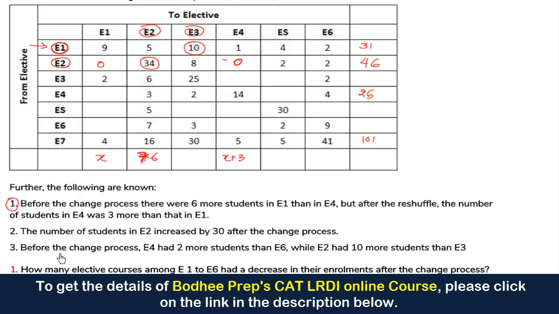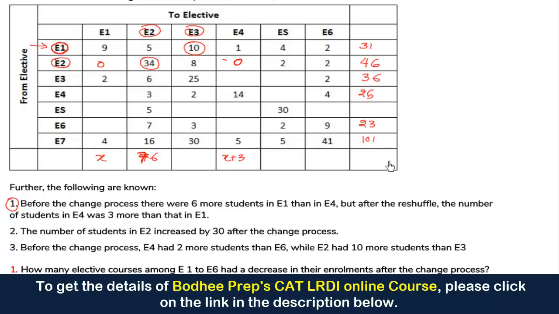The third condition says that before the change process, E4 had 2 more students than E6. Now E4 we have 25, and E6 must be 23 because E4 is 2 more than E6. And also it says that E2 had 10 students more than E3. So E2 is 46 and it is 10 more than E3. So that means this value has to be 36, right?